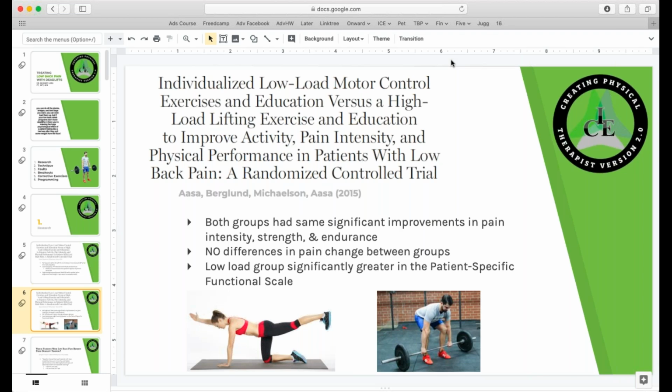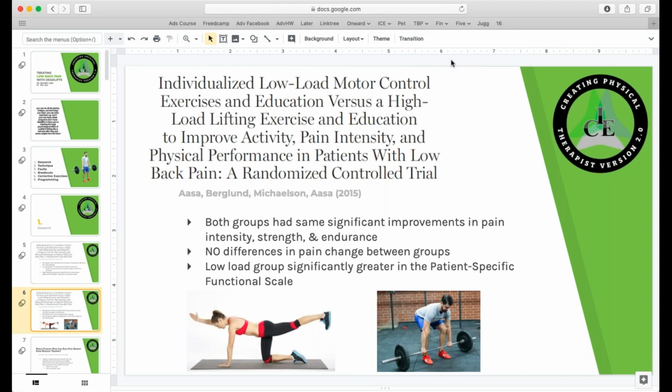So they set these people up to where they wrote down their patient-specific functional scale goals, and the therapist and patient worked specifically at improving those things. We're going to talk later about the scientific principles of strength. One of those is specificity.